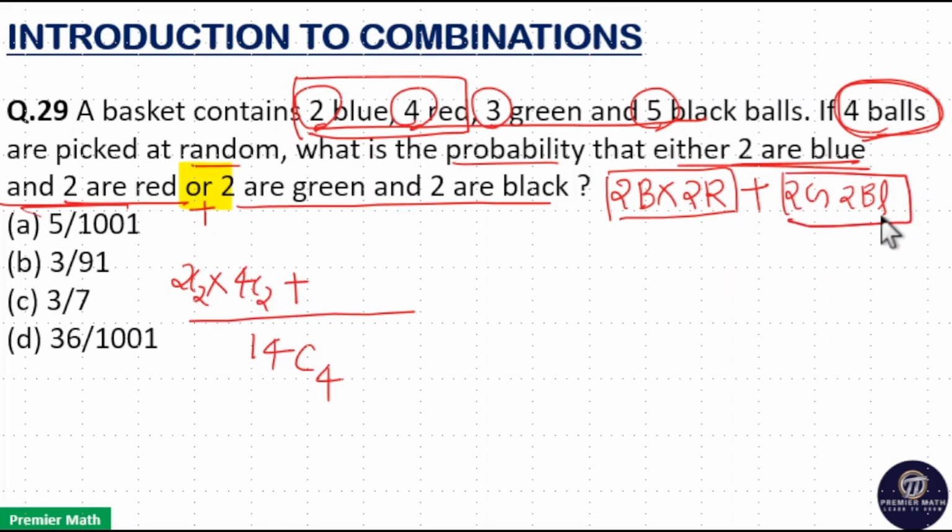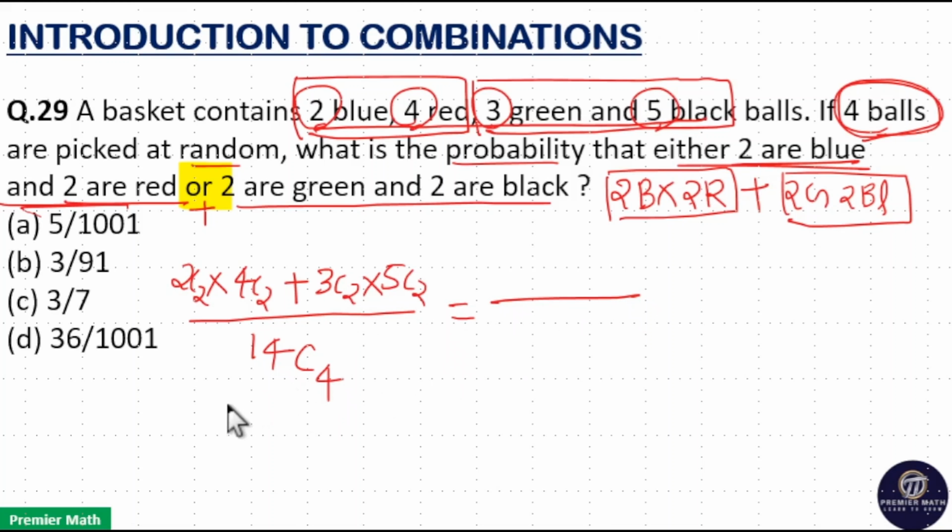And we need 2 green and 2 black as well. So this can be selected from green and black. 2 green can be selected from these 3 green in 3C2 ways, and 2 black can be selected from these 5 black in 5C2 ways. Now this is equal to 14C4, which means 10 cancel, remaining 11, 12, 13 and 14 divided by 4 factorial. Now here 2C2 is 1, 4C2 is 6, plus 3C2 is 3 and 5C2 means 3 cancel, remaining 4 into 5 divided by 2 factorial.